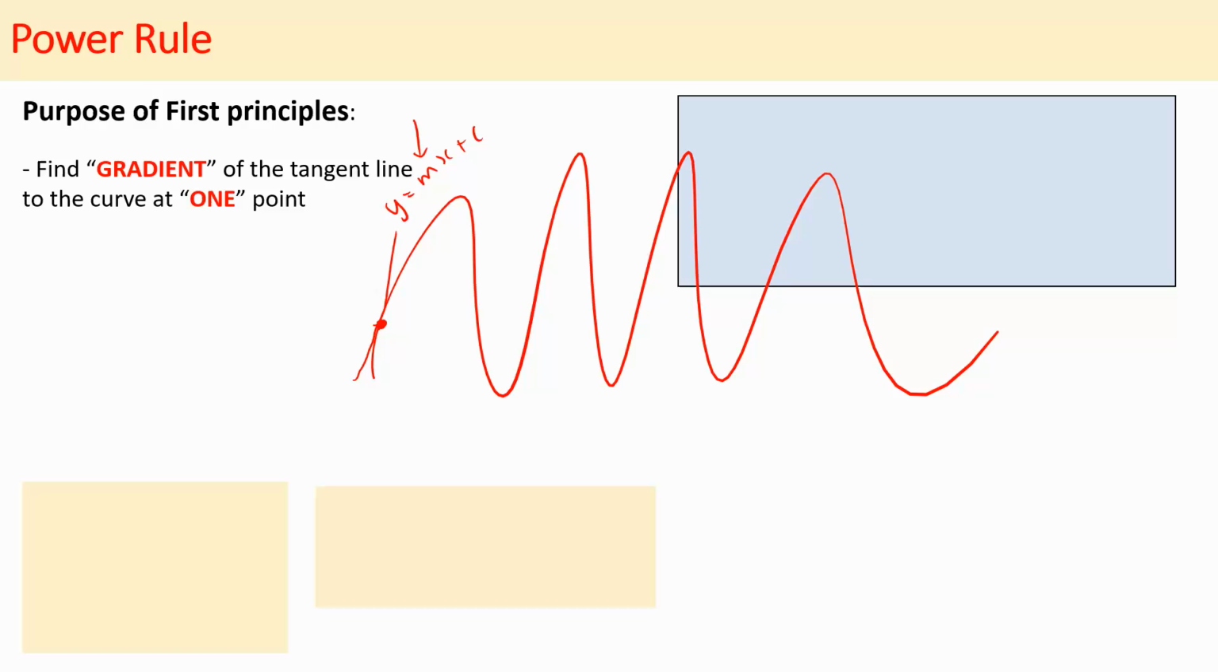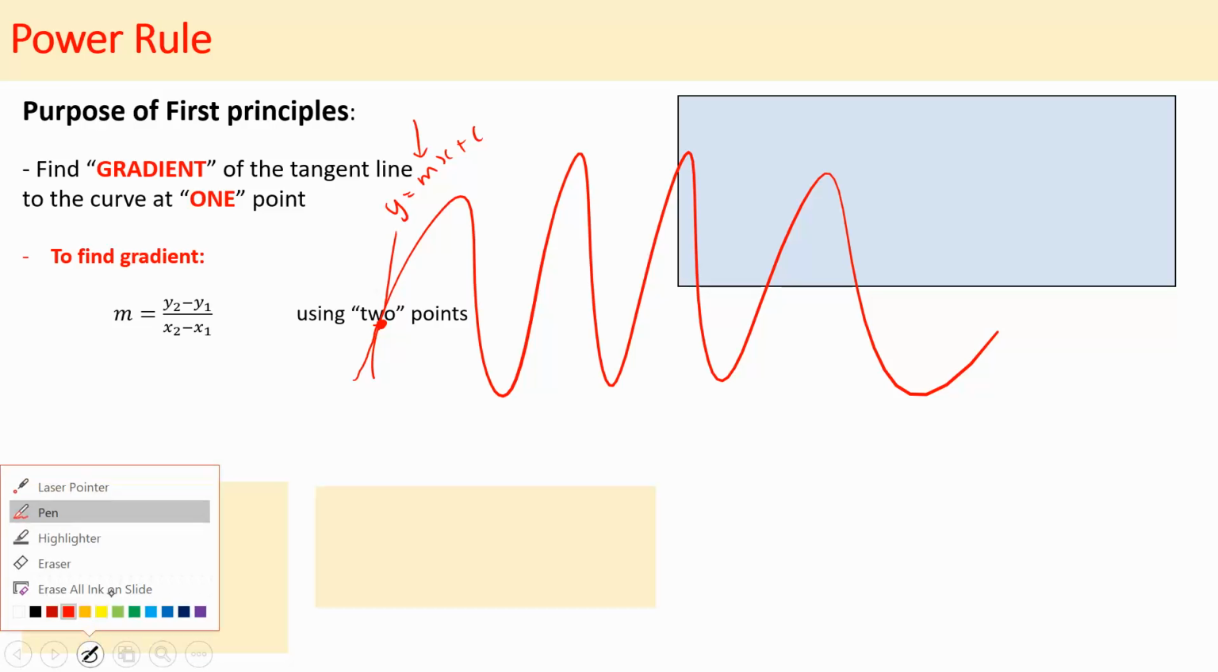This is where first principles came in. They said, well, make up an arbitrary second point on the curve. And then what if you made that point closer and closer and closer to the original point? So what if you did pick 2 points, but they're so tightly close to each other that when you find the gradient between the two, it's technically the same as the gradient at 1 point. Okay, that's the theory.